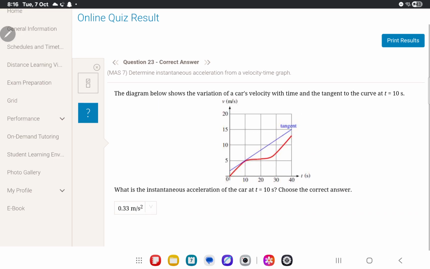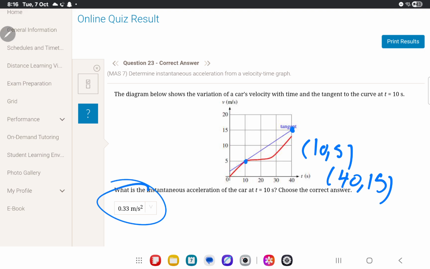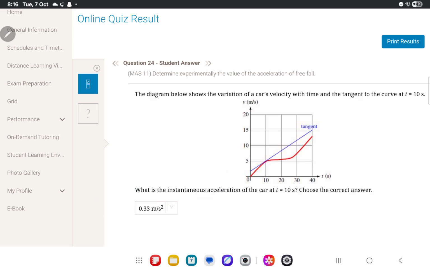Okay, question 22. Or question 23, sorry. So they want instantaneous acceleration. You have tangent, you have this, and so on. So you have the point 10,5, and you have the point 40,15. So you're gonna do 15 minus 5 over 40 minus 10. Gives you 0.33, and that is your answer. Okay, question 24.